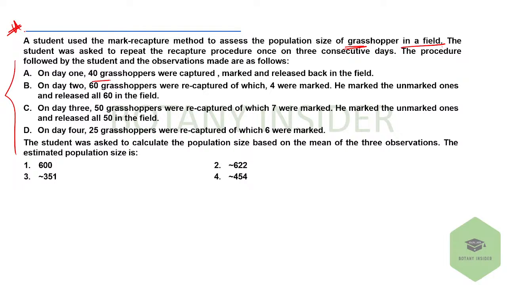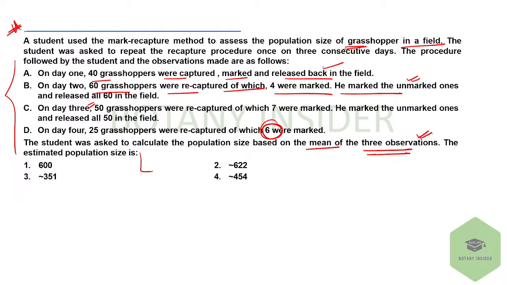On day 1, 40 grasshoppers were captured, marked, and released back. On day 2, 60 grasshoppers were recaptured, of which 4 were marked. He marked the unmarked ones as well and released all of them in the field. On day 3, 50 grasshoppers were recaptured, out of which 4 were marked. He marked the unmarked ones and released all of them into the field. And then on the fourth day, 25 grasshoppers were recaptured, out of which 6 were marked. The question is asking us to find the mean of these observations.